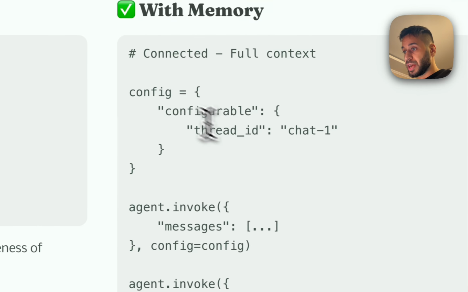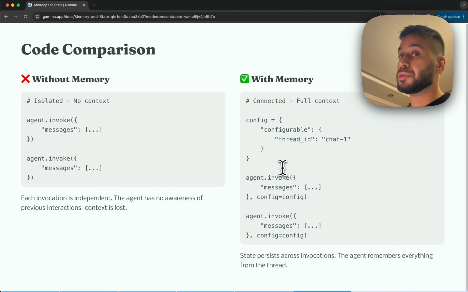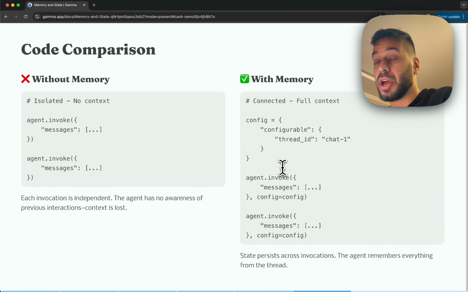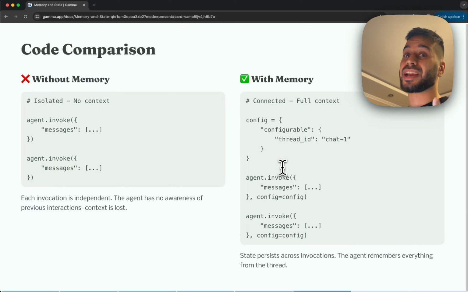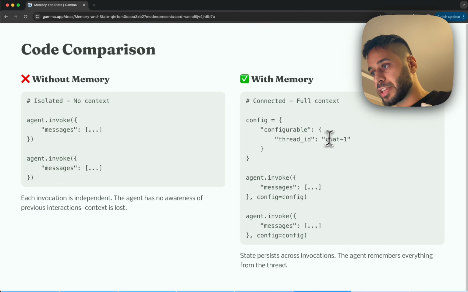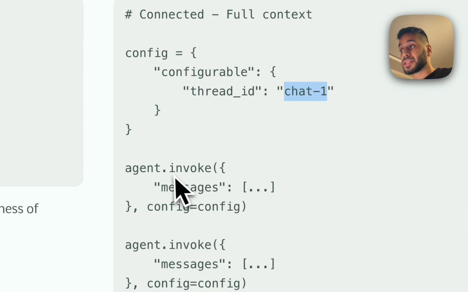Now, whenever you invoke an agent, you need to give it a configuration that contains the thread ID, which is the conversation ID that you would like to continue. So in this case, for example, it's chat1. Whenever you invoke the agent, you're going to give it the configuration. So you're going to tell the agent, now I'm going to continue chat1. I'm going to continue this conversation.